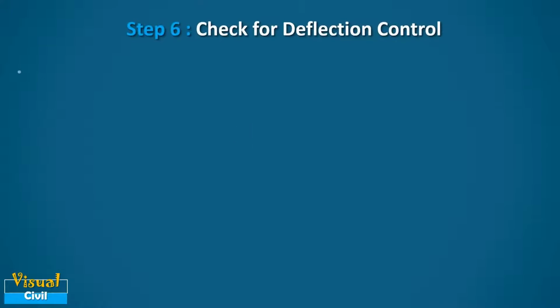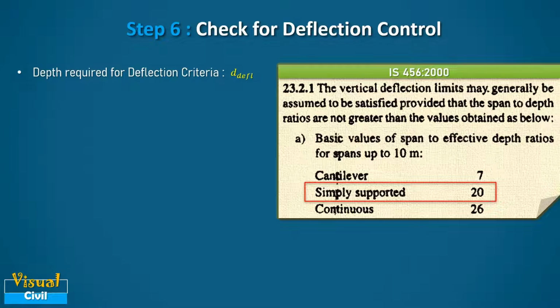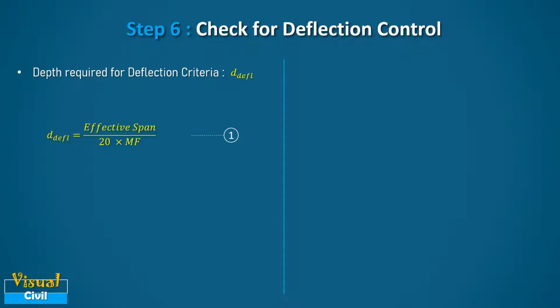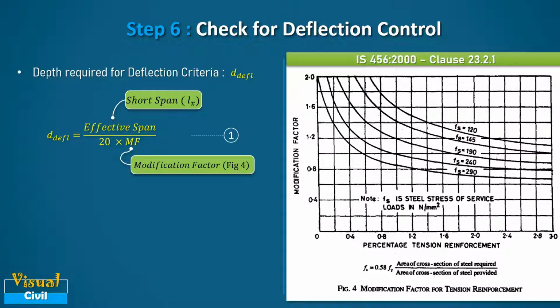In the next step, check the adequacy of the provided depth for the deflection control. Based on clause 23.2.1 for a simply supported slab, the formulation to compute the depth required for deflection criteria is shown as equation number 1. In this equation, the effective span will be for the short span and MF is the modification factor, which is to be calculated from figure 4 of clause 23.2.1.